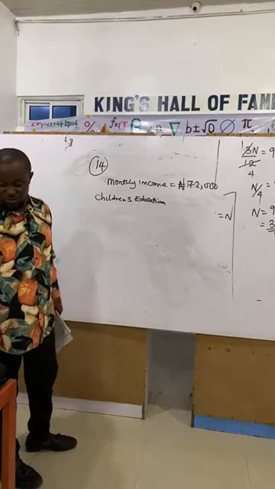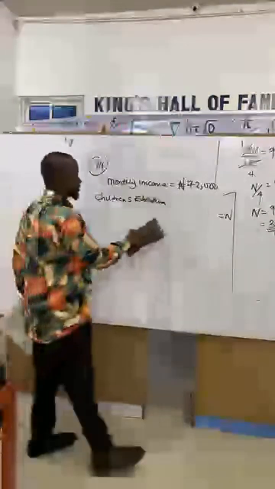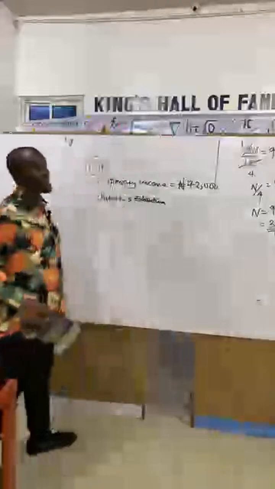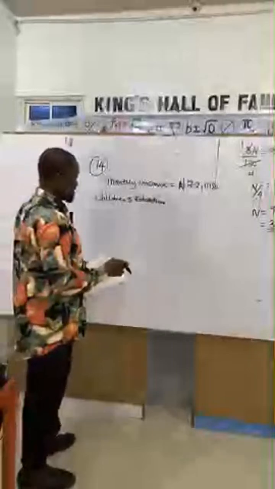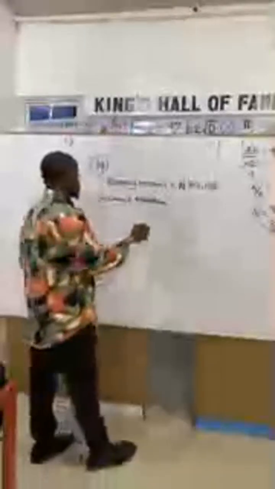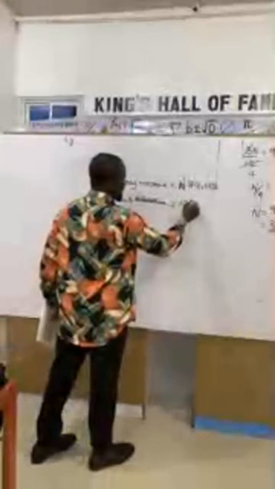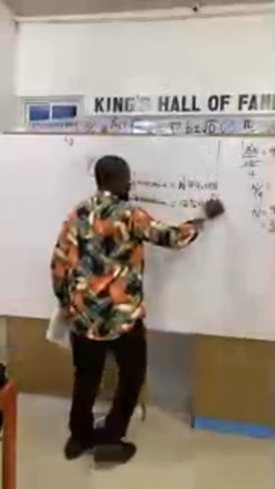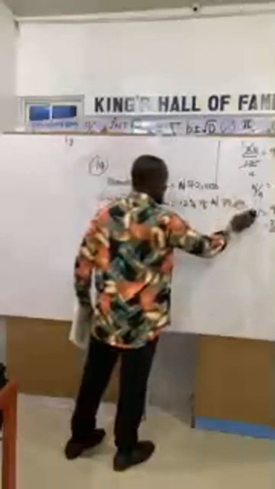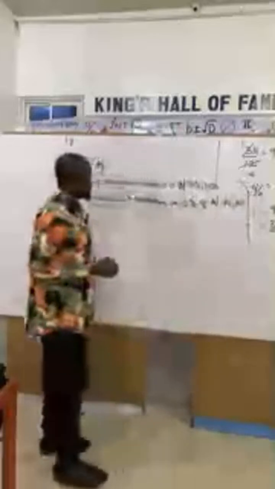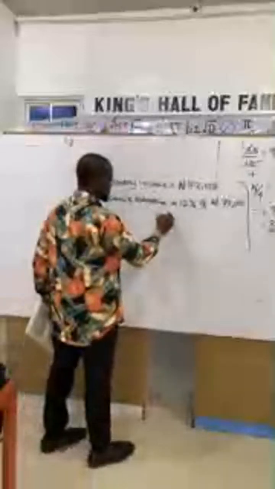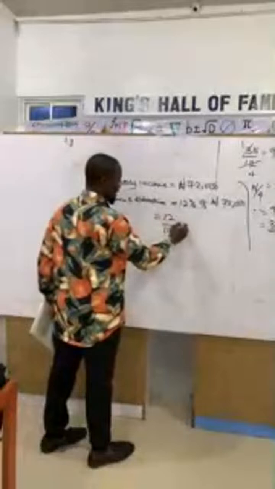You may have a son or a child in a school, that is children's education. And how many percent are we talking about? Education is equal to 12% of what you earn, not what your landlord or your brother earns. You use 12% of your money. Are you following me? So remember 12%: 12 over 100 times 72,000.